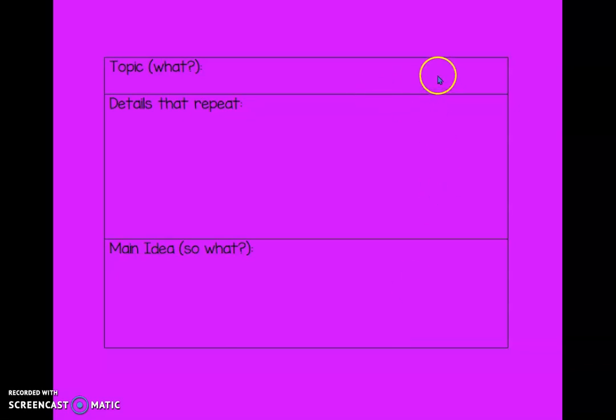So remember, the topic is the what, the subject of the text. What is the author teaching you about? And the so what, or the main idea, is what does the author want you to understand about the topic? So we are going to first identify the topic in the text, and I'm going to show you how I will notice some details that repeat. It could be words that repeat, phrases that repeat, or even some details that are repeating in the photographs or pictures in a text. And I will use those and what I know about the topic to help me come up with a sentence to explain the main idea of a section of a text.